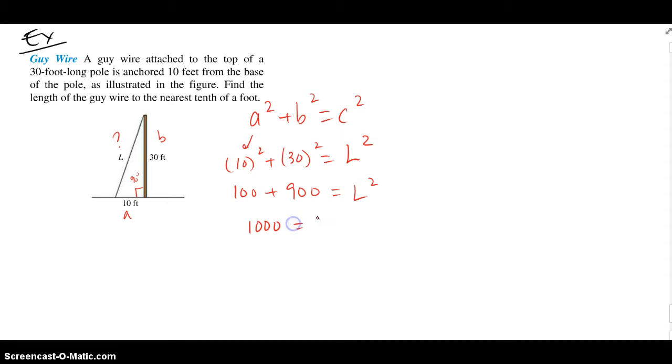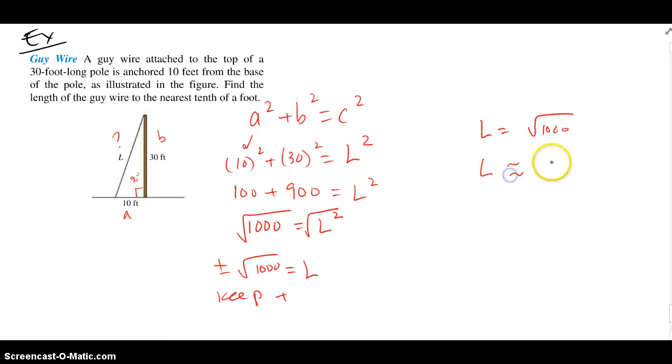So 1000 is equal to L squared, and again we can square root both sides, and L is equal to plus or minus square root of 1000, but we're only going to keep the positive. So L equals square root of 1000, which is approximately, using your calculator, 31.6 feet. So the guy wire is actually 31.6 feet long.